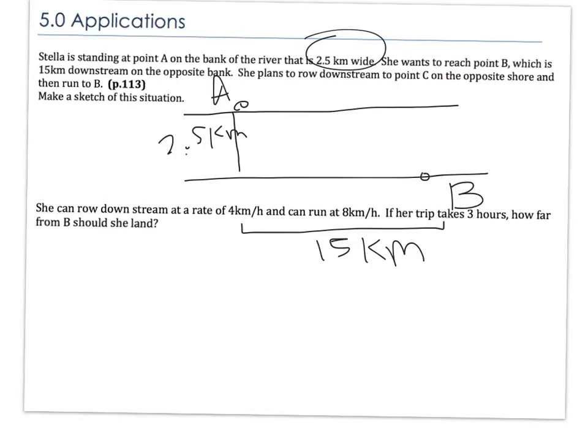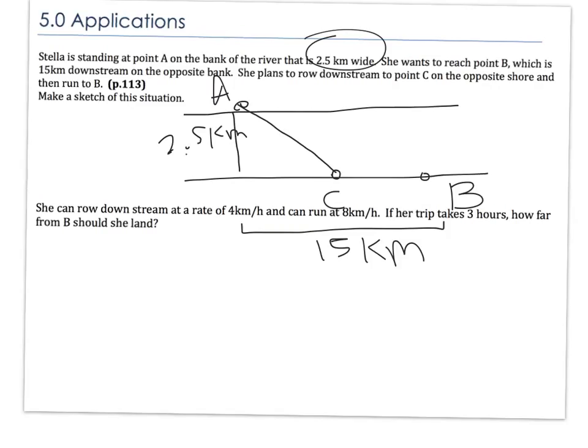All right. So she's going to row downstream to point C on the opposite shore and then run to B. So she's rowing all the way here to C, and then she's running from point C to B. So we just made a sketch of the situation.